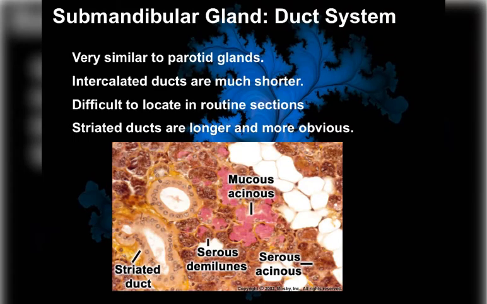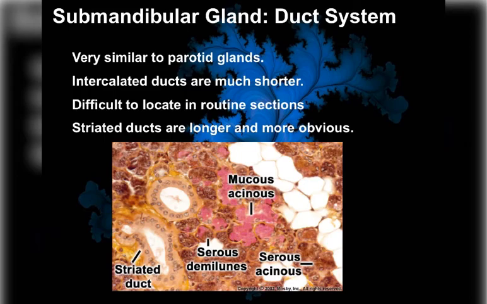Now we'll talk about the duct system of the submandibular. Duct system is similar to the parotid, very similar to the parotid glands. We have intercalated ducts, striated ducts, minor collecting, major collecting, and one main excretory duct. But there are some differences. Intercalated ducts are much shorter in the submandibular compared to the parotid, difficult to locate in routine sections. Striated ducts are longer and more obvious in the submandibular compared to the parotid.